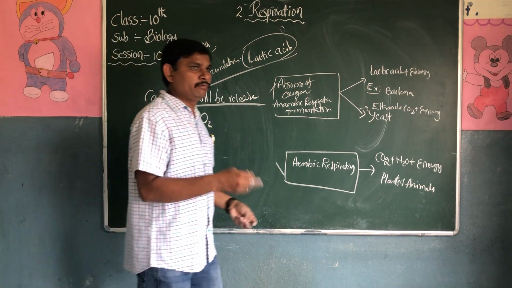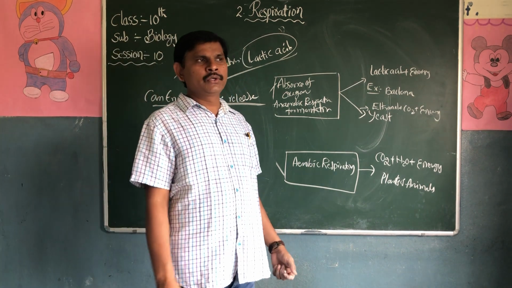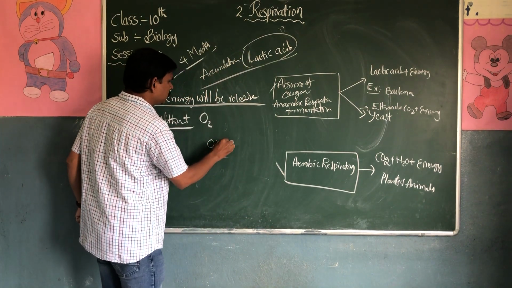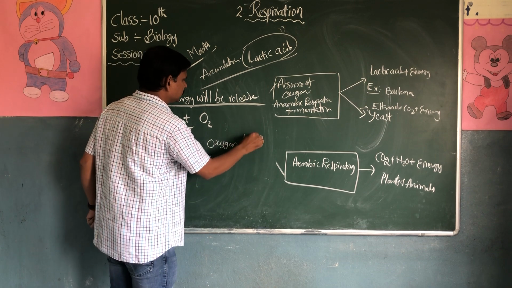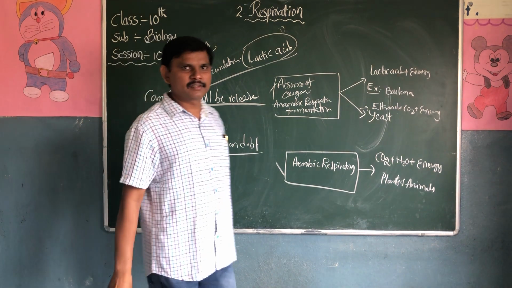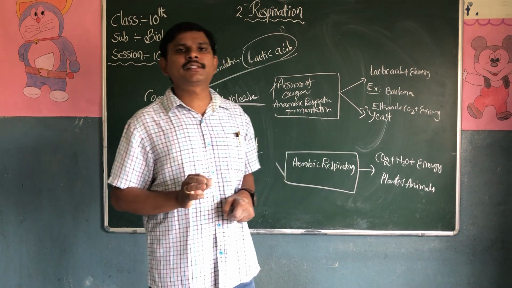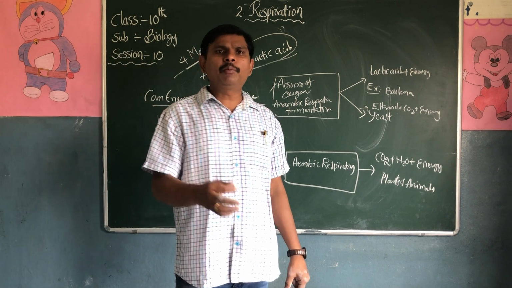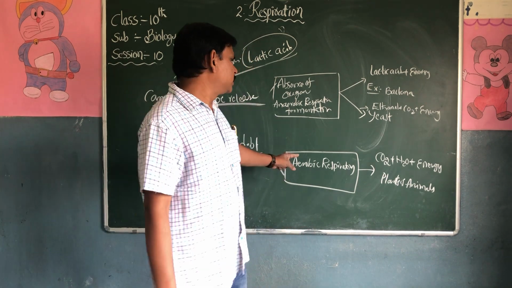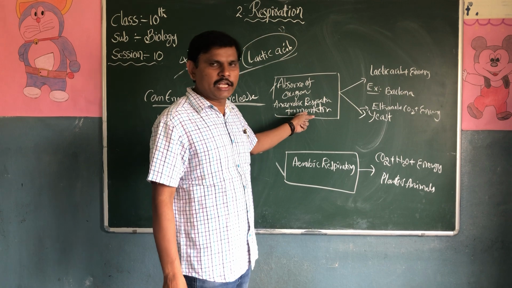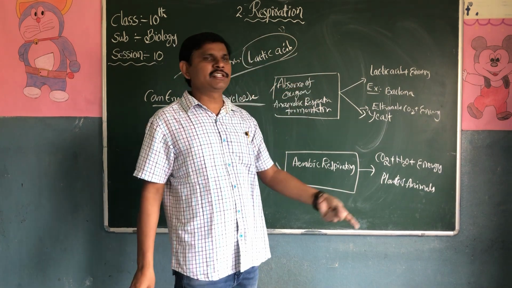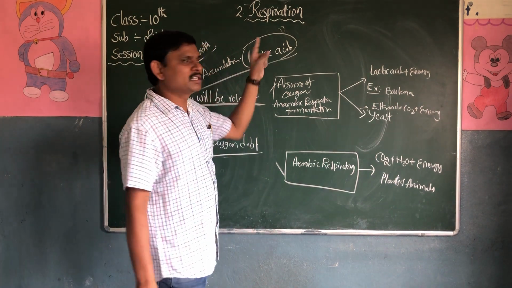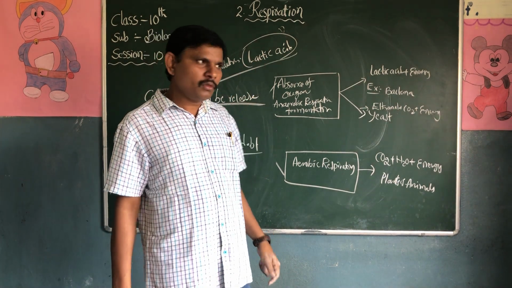What happens when we are doing vigorous exercise? There is an oxygen debt. What is oxygen debt? A low amount of oxygen is supplied to the body for cellular respiration. If a low amount of oxygen is supplied, instead of aerobic respiration, anaerobic respiration takes place. If anaerobic respiration takes place, again lactic acid is released. Accumulation of lactic acid causes muscle pain in our body.